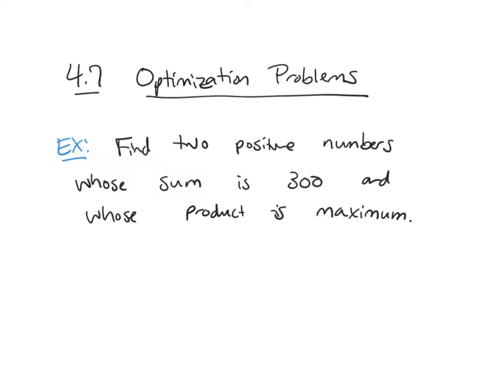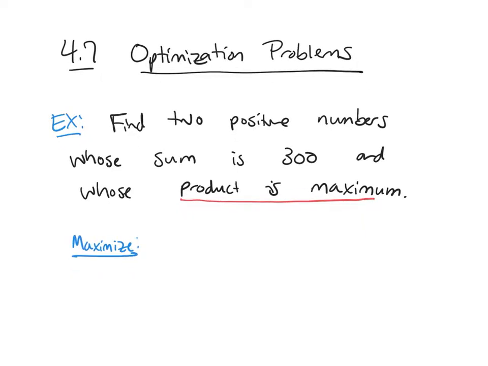So in these problems, you're going to be asked to optimize something, either to find the maximum or minimum of something. So here, what am I asked to optimize? The product is a maximum. So you're trying to maximize a product, and now we need some variables.